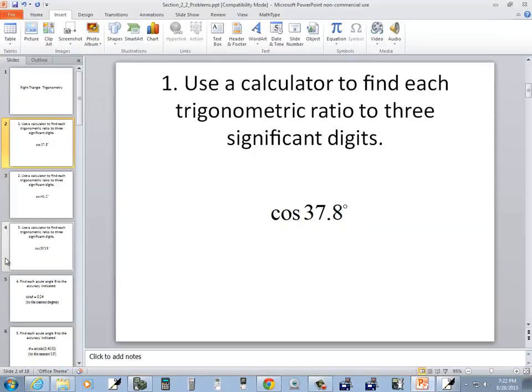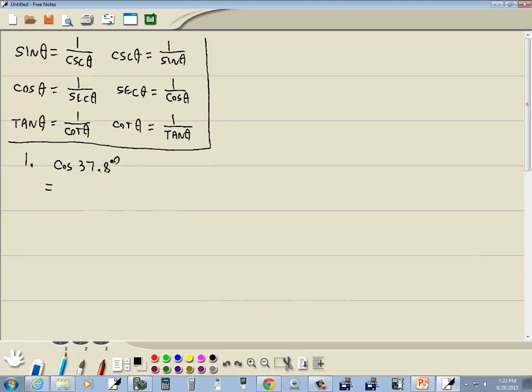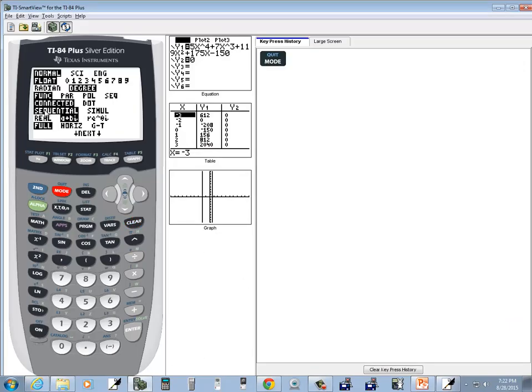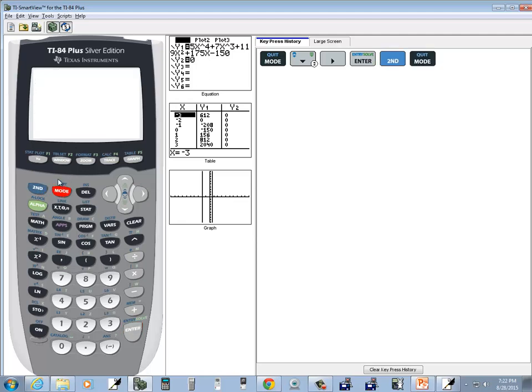Now notice this particular one has a degree mark on it, which means I want to make sure my calculator's in degrees. So I'm going to press my mode button. I want to down arrow to the line that says radians or degrees. Right arrow, put my flashing cursor on degree and press enter. Now mine's already selected, but if yours isn't selected, then that'll select degrees. And then I'll do a second mode to exit out.